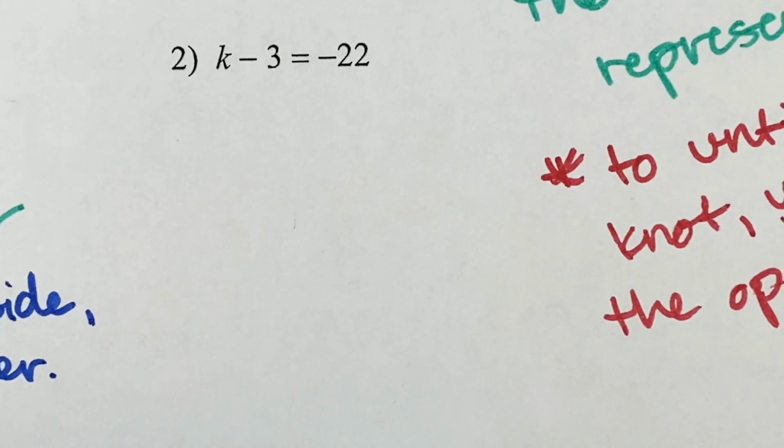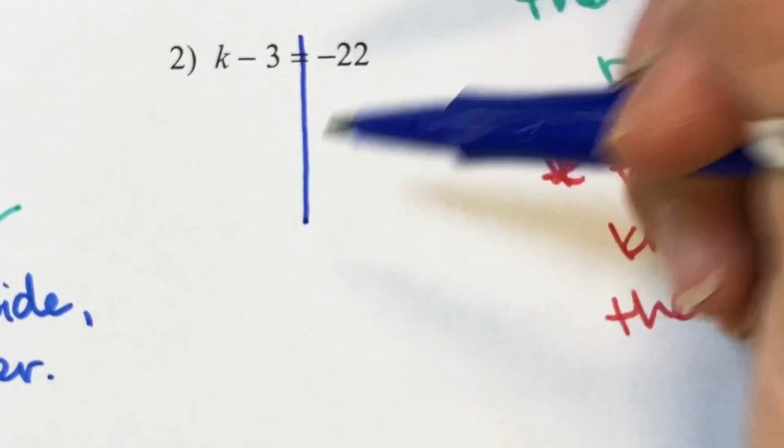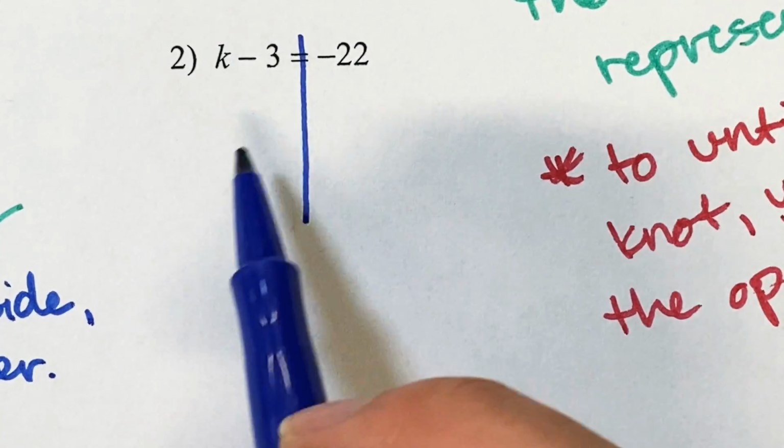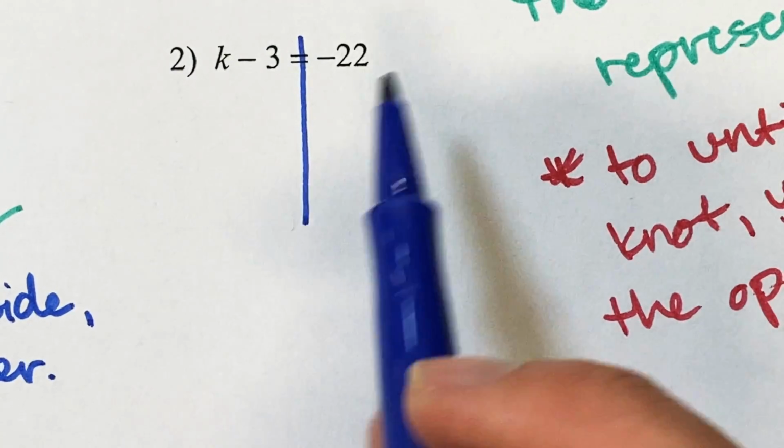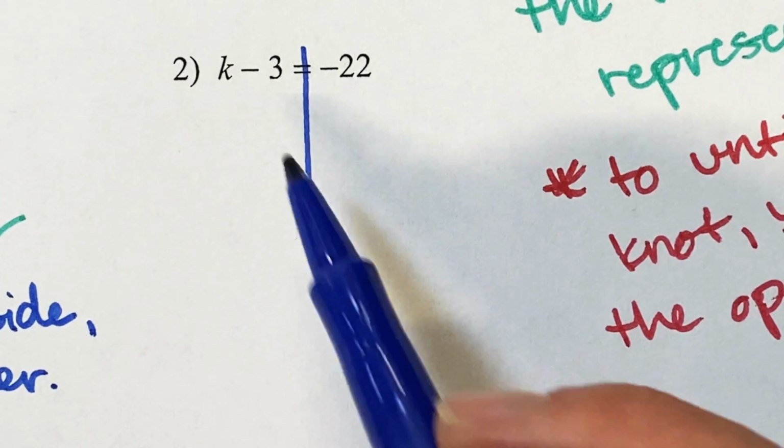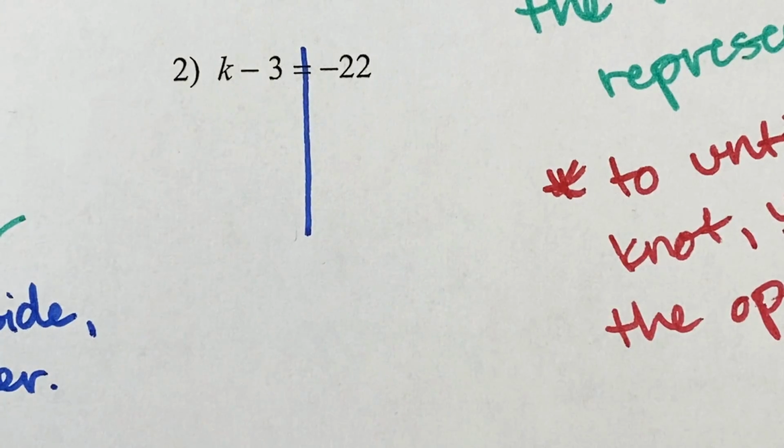Okay, let's look at number 2. So very first step, I'm going to draw my line down my equal sign, knowing that whatever I do to this side with my variable, I have to do to that side. Okay, so now let's look at the opposites. So we need to get rid of this minus 3. So what is the opposite of minus 3?